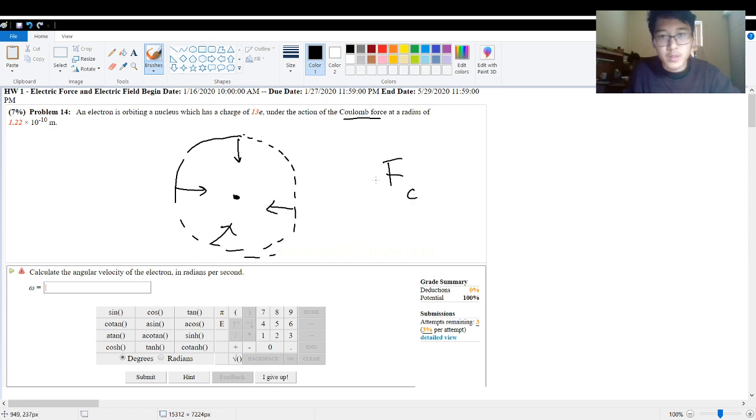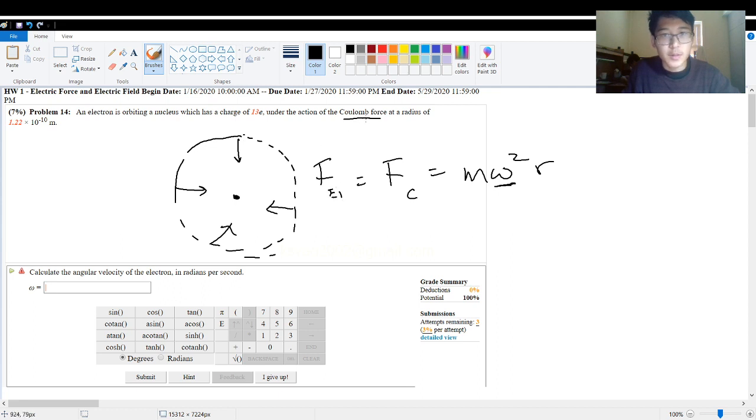And what do we know about the, so let me just write, the force of Coulomb is equal to the centripetal force. And what do we know about the centripetal force? Well, we know that it's mass times omega squared times r, right? So that's what this omega is. This omega is the angular velocity of the electron. So that's what we're going to try to calculate.